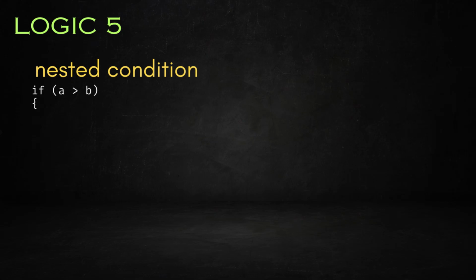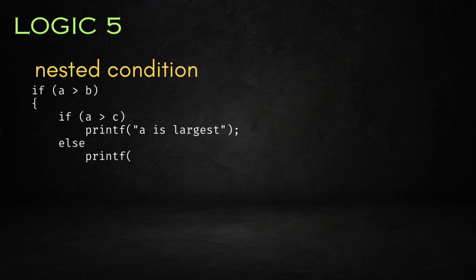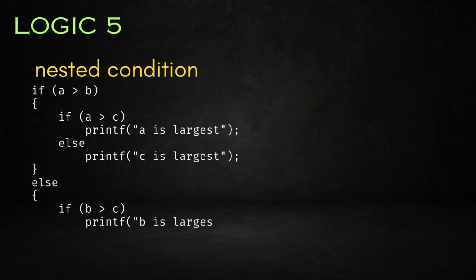Now, let's try nested conditions. This helps in understanding decision flow. If A is greater than B, then if A is greater than C, print A is largest. Else, print C is largest. Else, if B is greater than C, then print B is largest. Else, print C is largest.